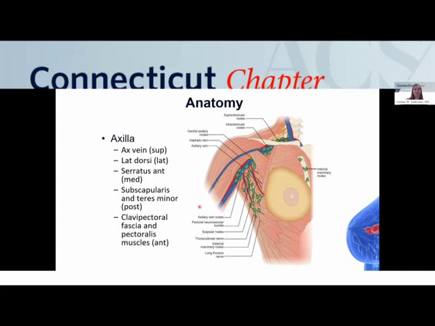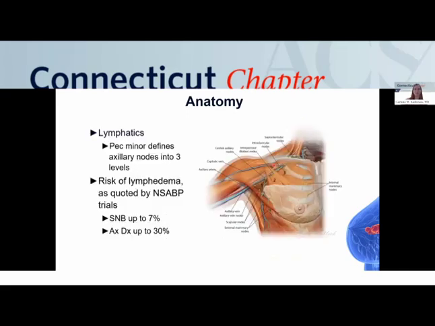The axilla is defined by the axillary vein superiorly. In questions of relationships, just remember the arteries are superior to the vein and the brachial plexus superior to both of those. The latissimus dorsi laterally, serratus anterior medially, subscapularis and teres minor posteriorly, and your clavipectoral fascia overlying the anterior border, as well as the pectoralis muscles as you get into level 2 and 3.